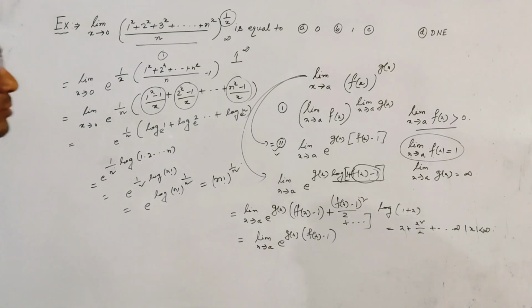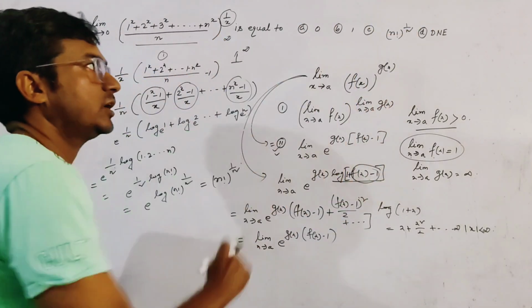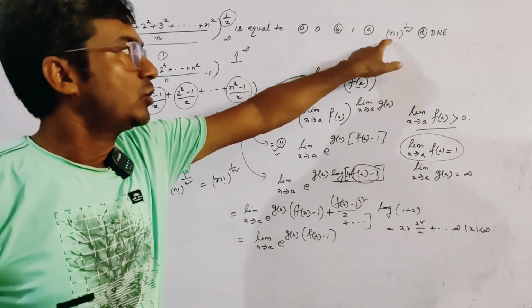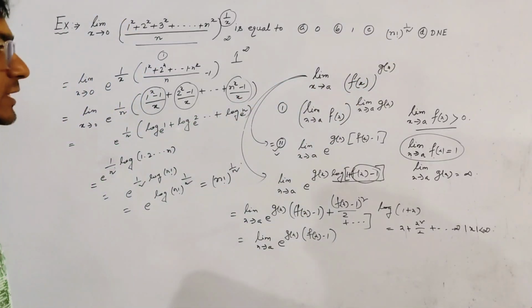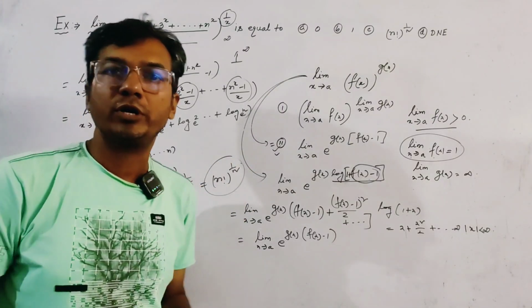The correct option is n factorial to the power 1 by n. I changed the option because there was a wrong option. This is the value of this limit, and this is a very important type of limit.